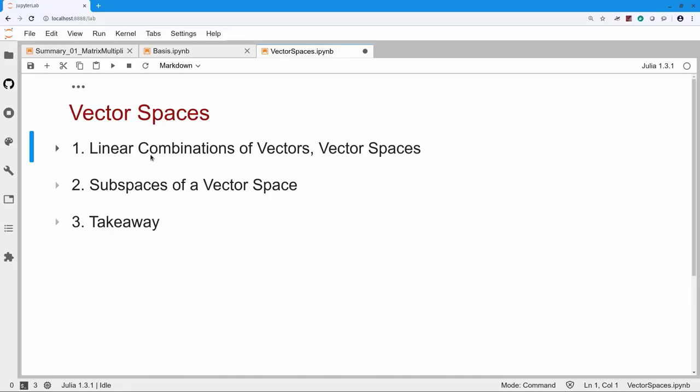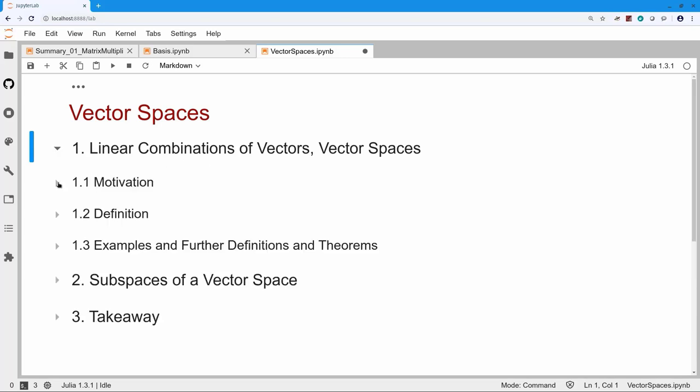Today, we're going to talk about the concept of vector spaces. Basically, we'll start with our linear combinations of vectors, we'll generalize them, and we'll get something that we'll refer to as vector spaces. Then we'll give quite a number of examples, show how the computations go, and finally a takeaway from today's lecture. So let's start.